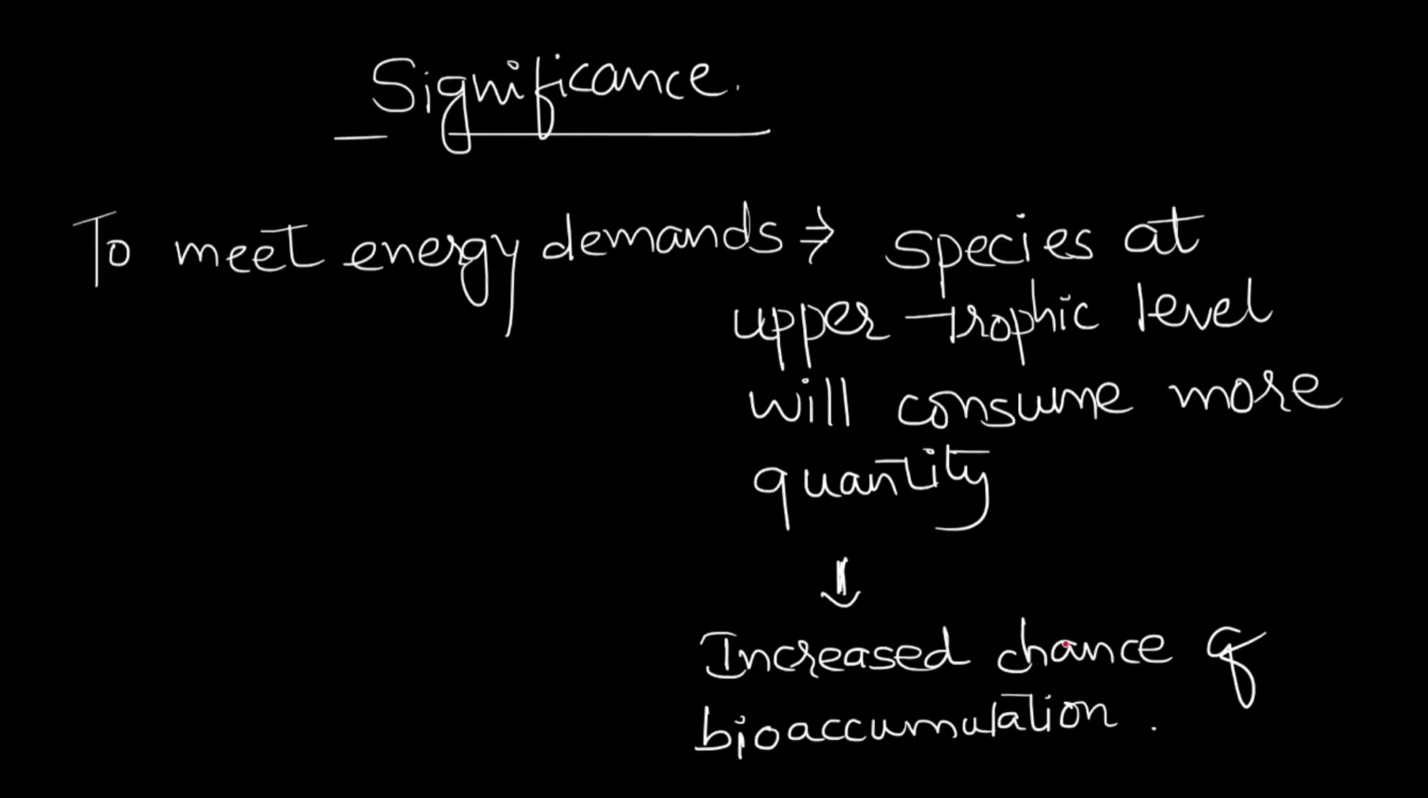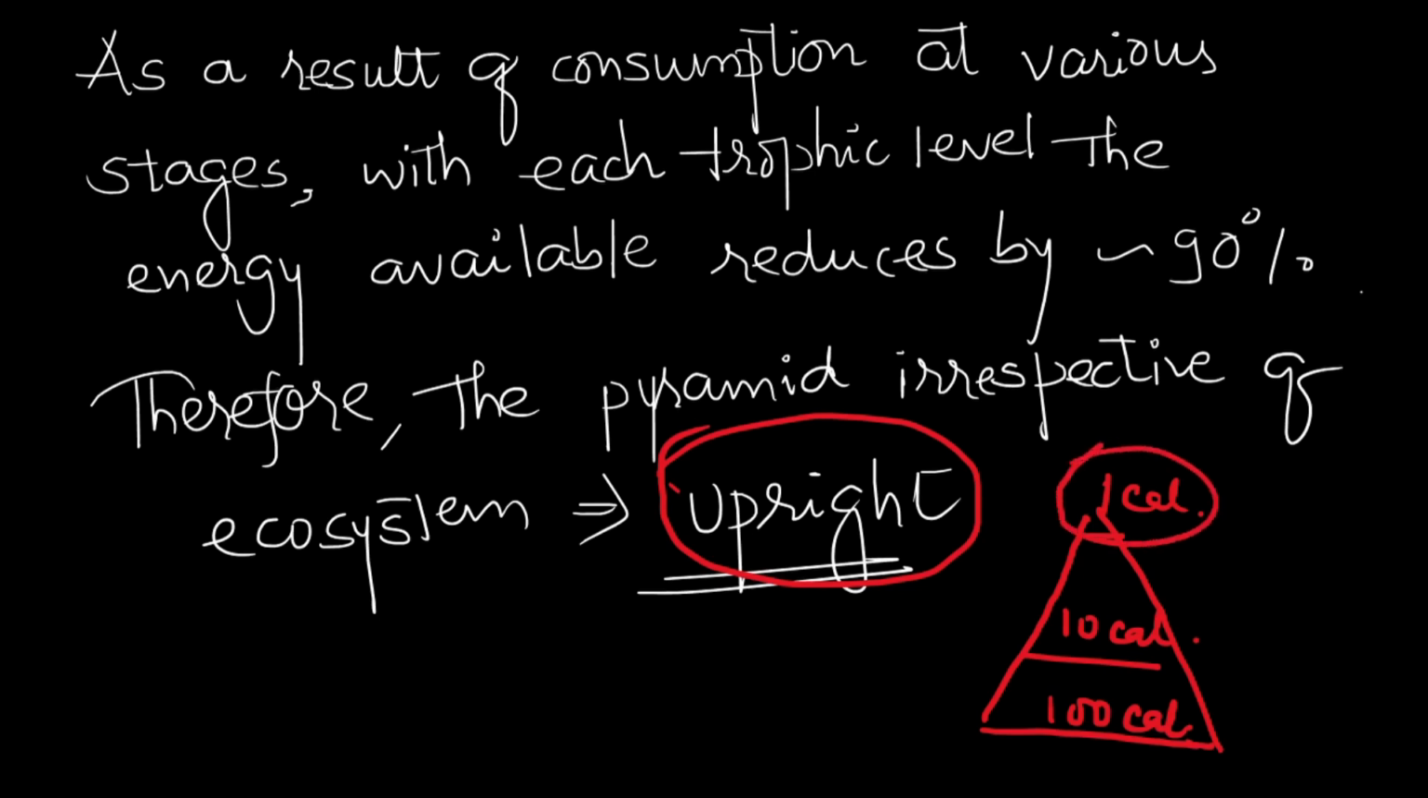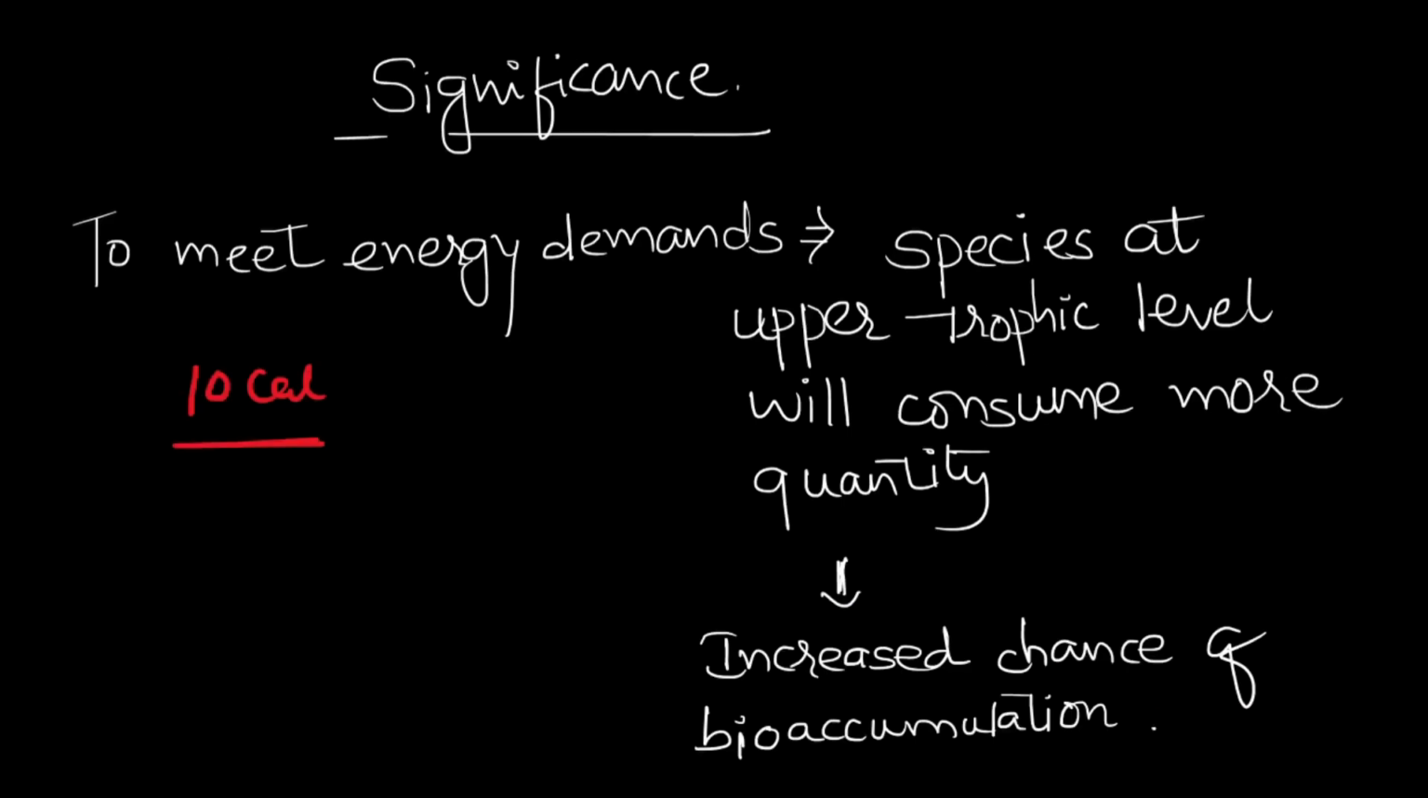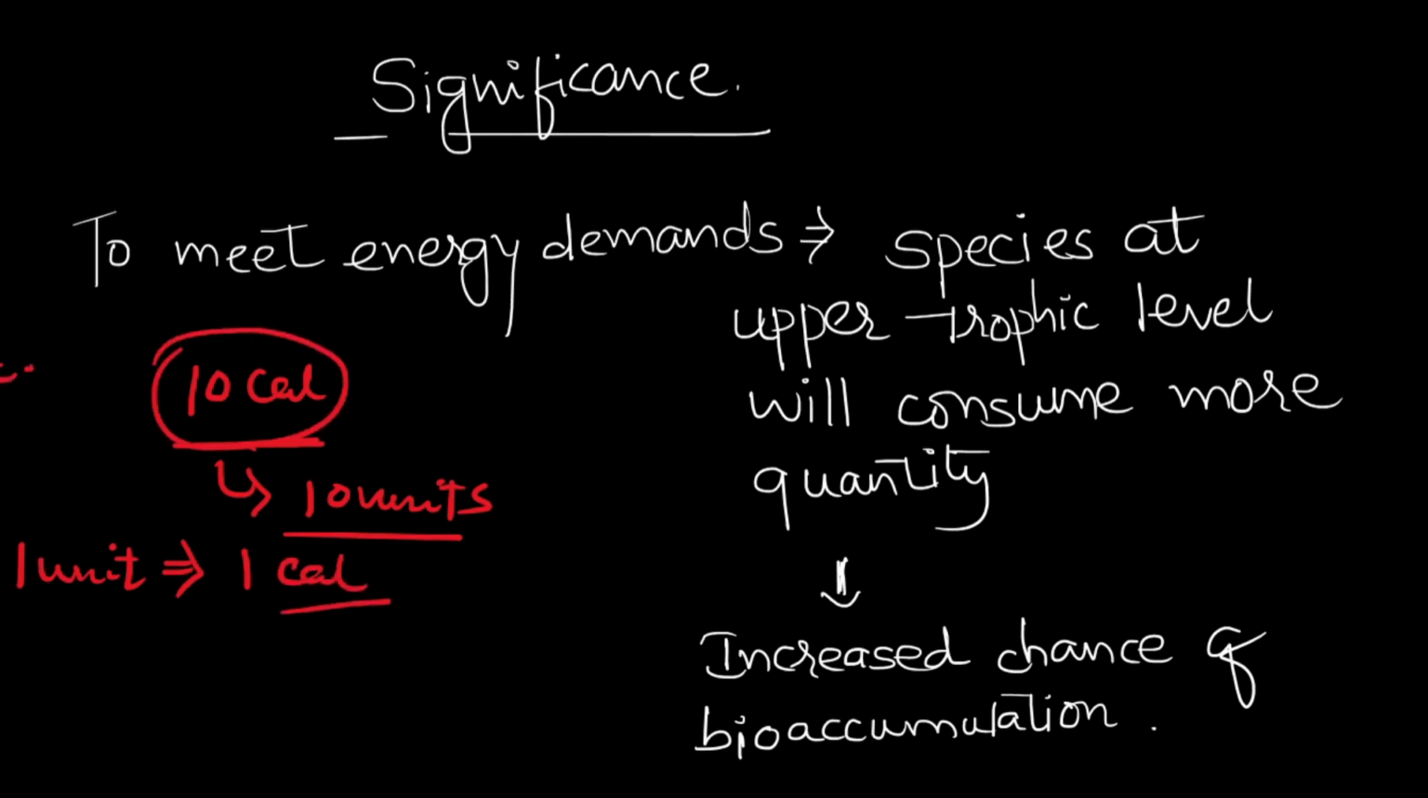So now, what is the significance of all this discussion? For example, if there is an energy demand of 10 calories at the highest level, but as in the previous example, at the highest level one unit is providing only 1 calorie. So the energy demand of 10 calories can be met only after it takes up 10 units, right? Now 1 unit, as in the previous slide we saw, is contributing only 1 calorie. So the energy demand is 10 calories. So as to complete the energy demand, 10 units have to be consumed. Okay, this is the significance.